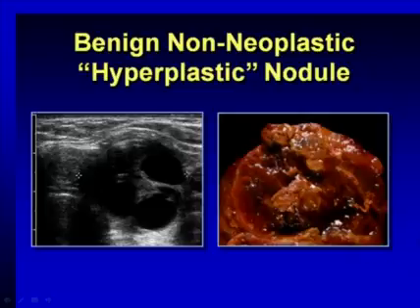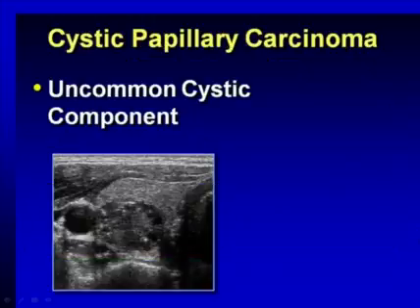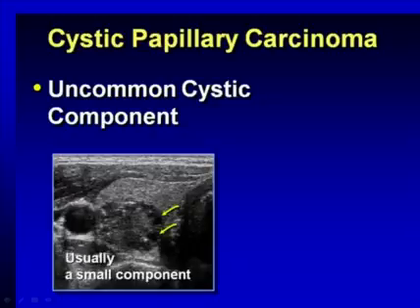So the question would arise, could this represent a cystic malignancy? And the answer is it's possible, but it is unlikely. Papillary cancer can contain cystic components. It's uncommon when it does, and these are visible sonographically. They generally tend to be small components in the periphery of the lesion in this particular case.